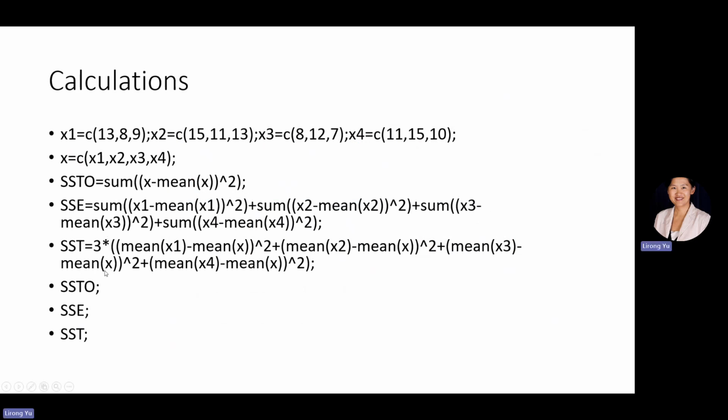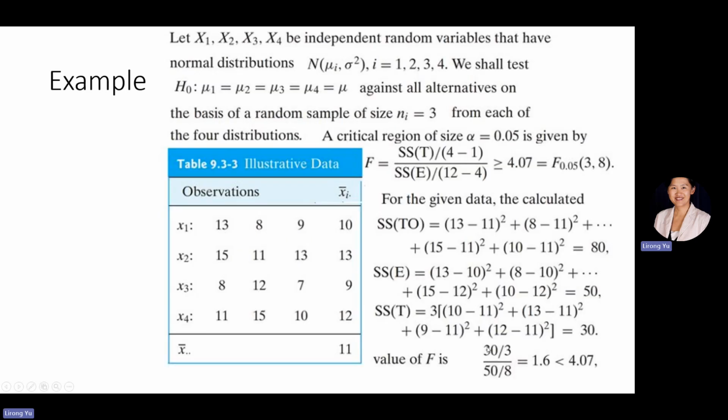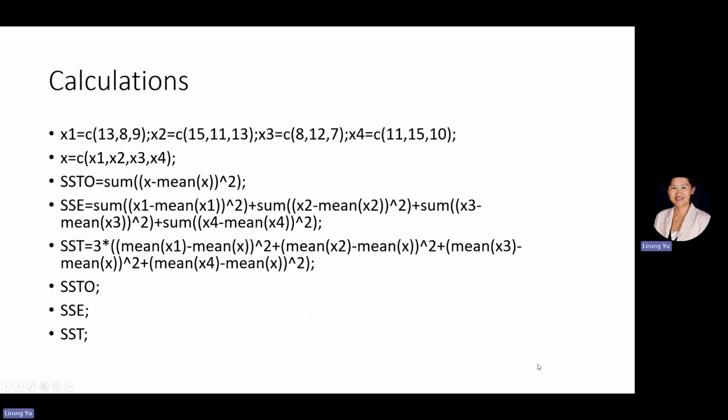After you get to that point, once we have the summation squares, we can repeat the calculation: 30 which is SST divided by 3, over SSE divided by n minus m, which is 8. We'll get 1.6. Any question? Right, so that's the example.